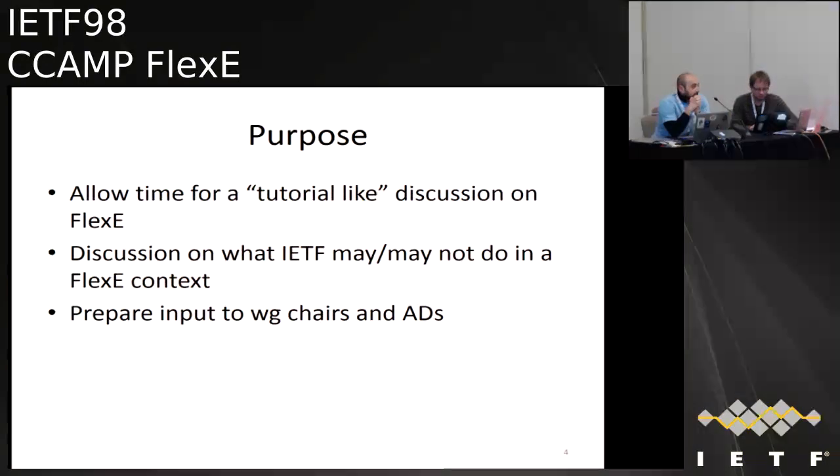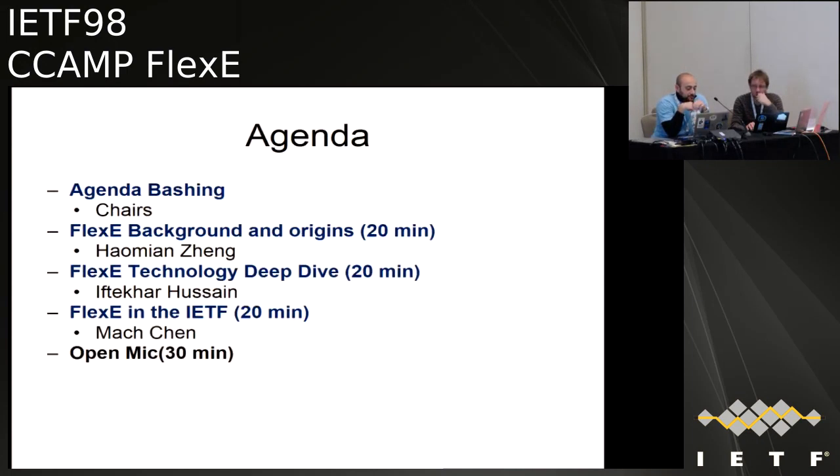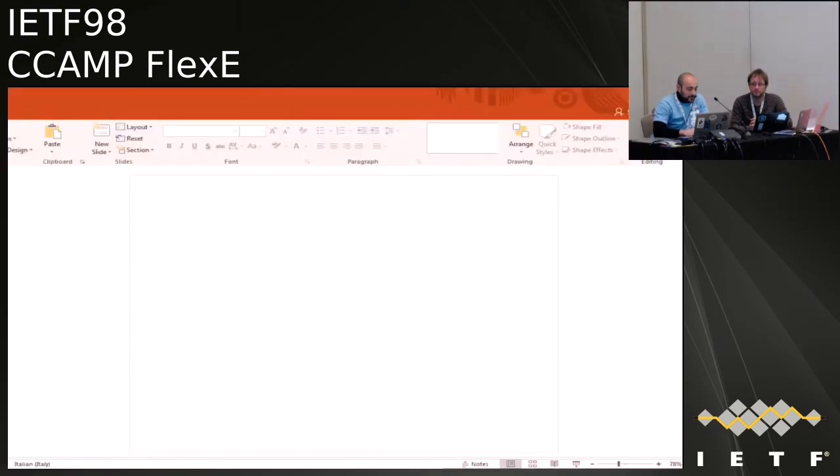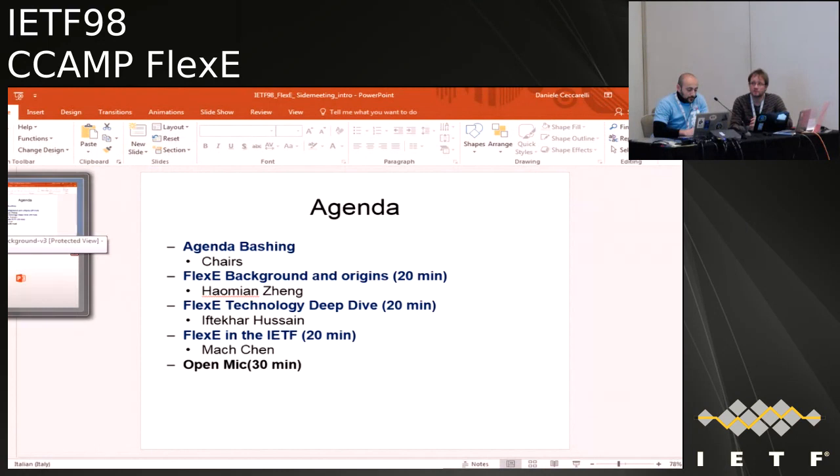And then possibly the output of this meeting is to put together some inputs that can be used by the chairs of existing working groups and AD to take some decisions and possibly schedule some work. Agenda: as we said, we're going to have a presentation from Aumian on FlexE background and origins, and then a deep dive on the technology from Iftikhar, and finally, what the IETF can do and is doing regarding FlexE from Mac. And then an open discussion that hopefully will lead us to the famous inputs that we are speaking about. Let's start with the first one.